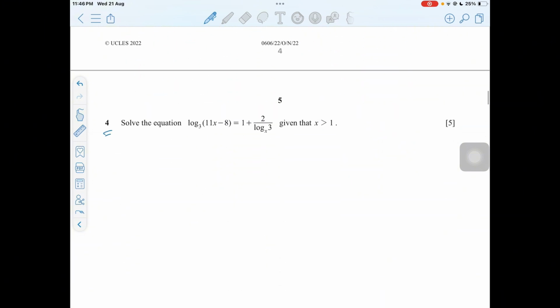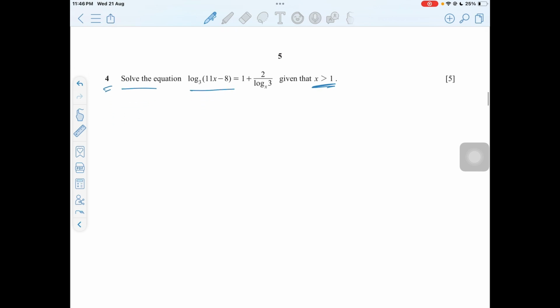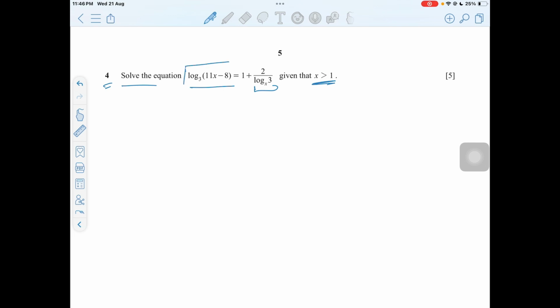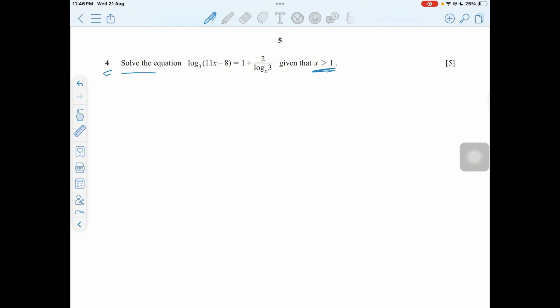Now moving on to question 4, we have to solve this equation, given that x has to be greater than 1. For this, we need to make the base of the log as 3 to be able to multiply these both, right? Now, first of all, we need to take this log over there. So this would be log 3 of 11x minus 8 as it is. This will go over there. So this would be 2 log x 3.